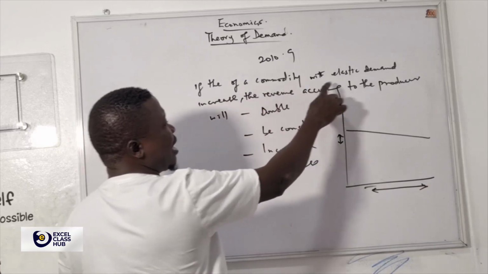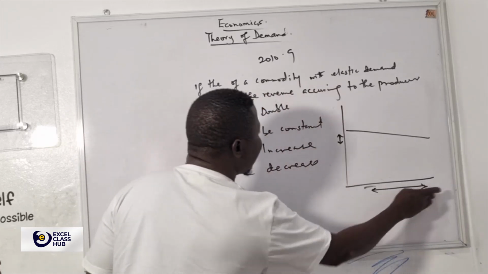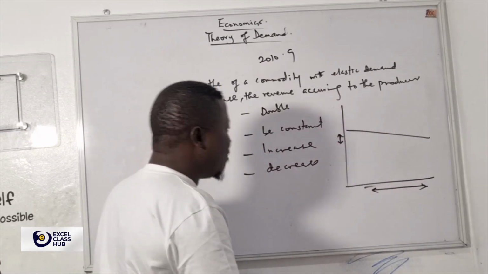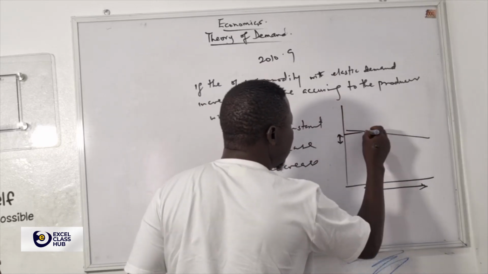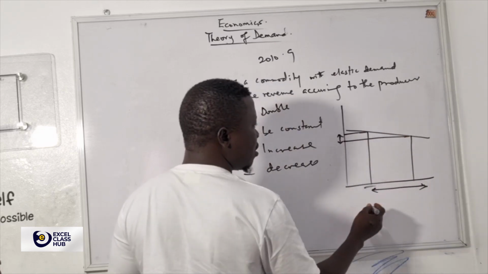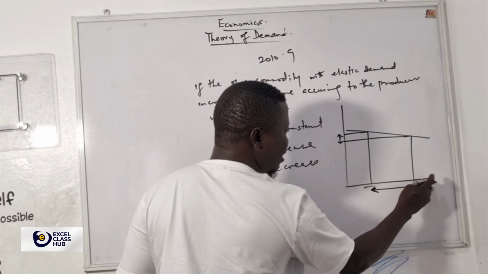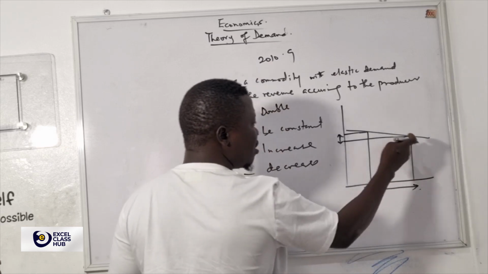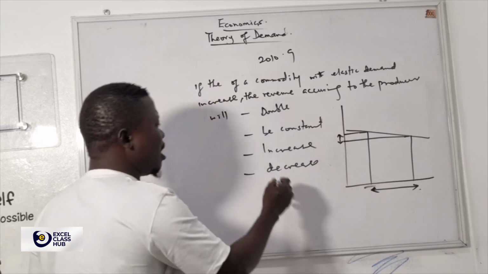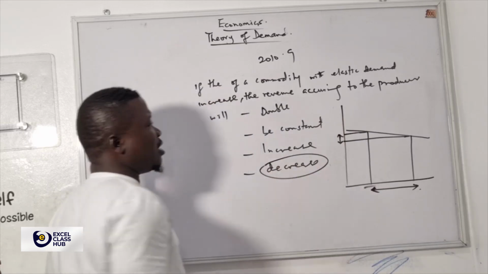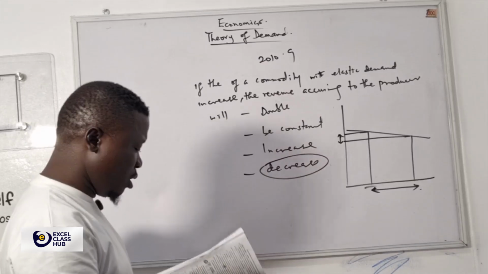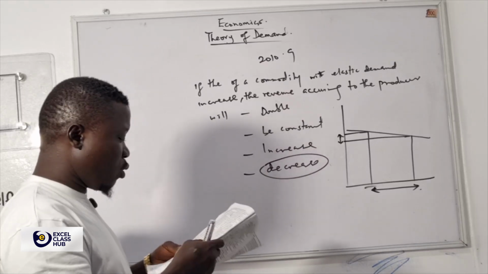If the commodity with elastic demand increases, the revenue accruing to the producer, automatically, because this is what will happen. Look at it here. If this one here increases to this point, the difference that has happened here, you understand what I'm saying, will make the producer to what? It will decrease his revenue. The revenue of the producer will surely decrease.